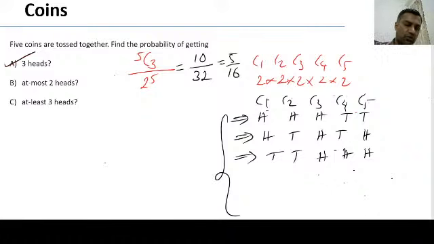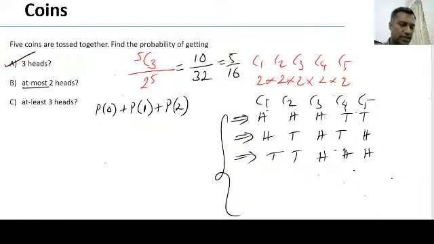At most 2 heads. What do you mean by at most 2 heads? Probability of getting 0 heads, or probability of getting 1 head, or probability of getting 2 heads. This is called at most, a maximum of 2 heads, right? Probability of 0, 1 or 2. So what is the probability of getting 0 heads? It is 5C0.